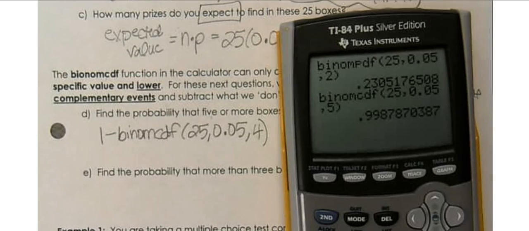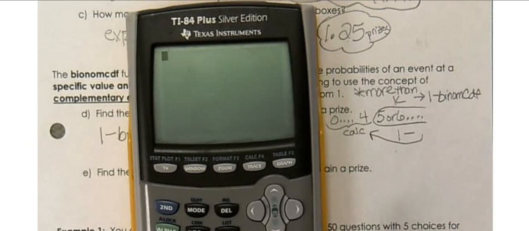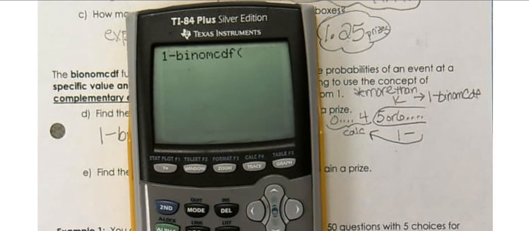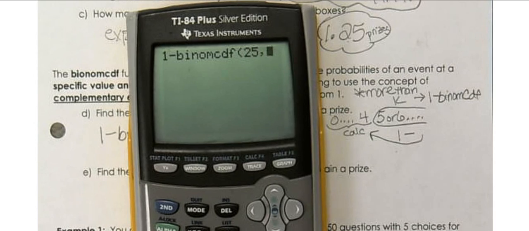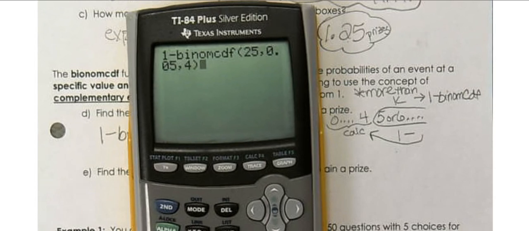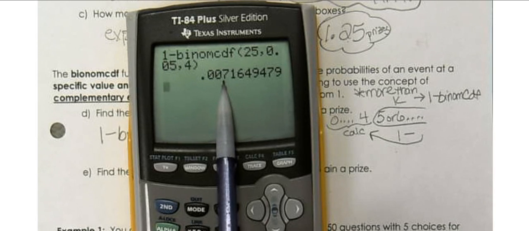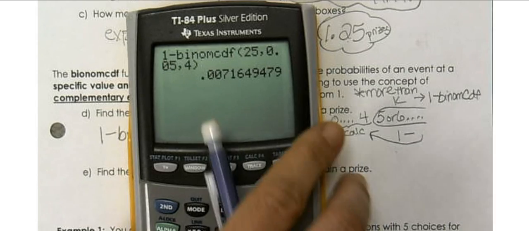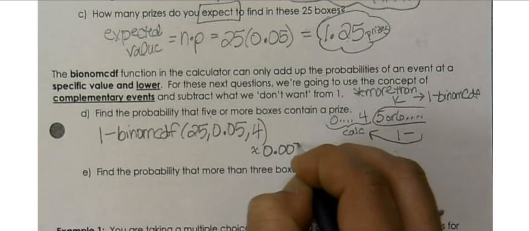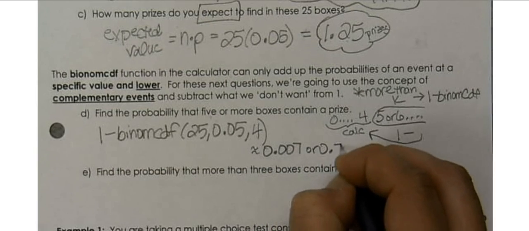So you could put in 1 minus, and then you can take binomial CDF, again 25, comma, 0.05, comma, and then 4, again, because we're subtracting off 4 from the left, so we can find everything 5 and greater. And notice that we look at our third decimal place, that 1 tells us to keep that value, and so this gives us the probability of 0.007, and you guys, that's really the same as 0.7%.